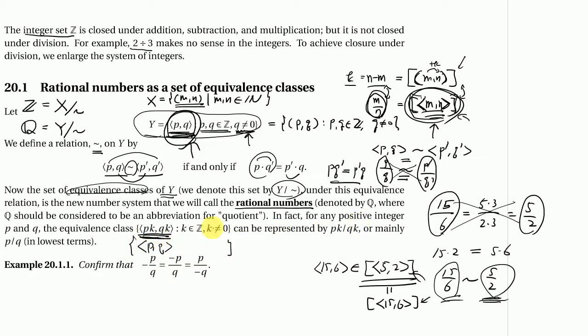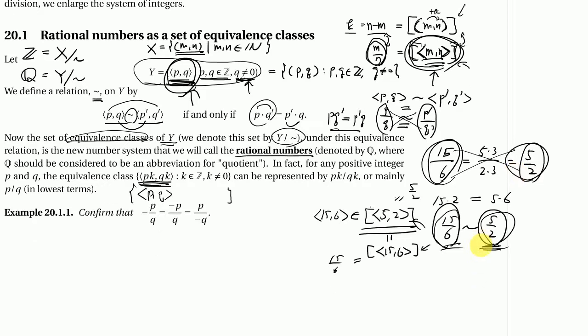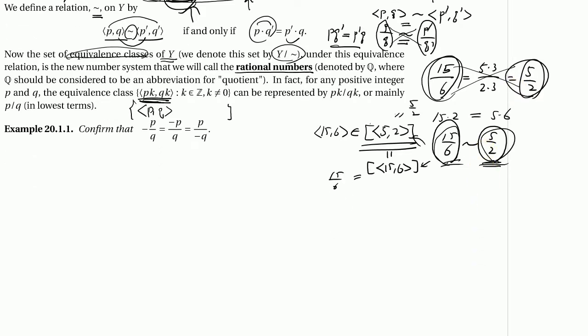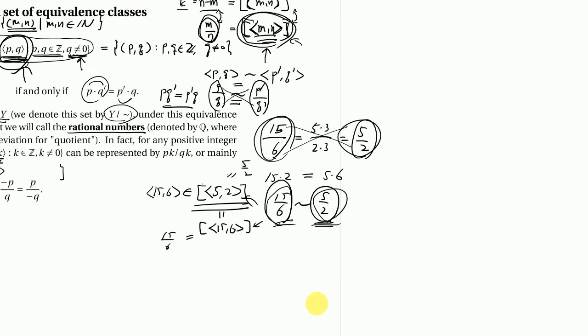To denote it, we are going to use the quotient form as the symbol. So this one can be written as 5 halves, and this one can be written as 15, 6. Okay, then let's confirm that case, but before that, let me show you this case.